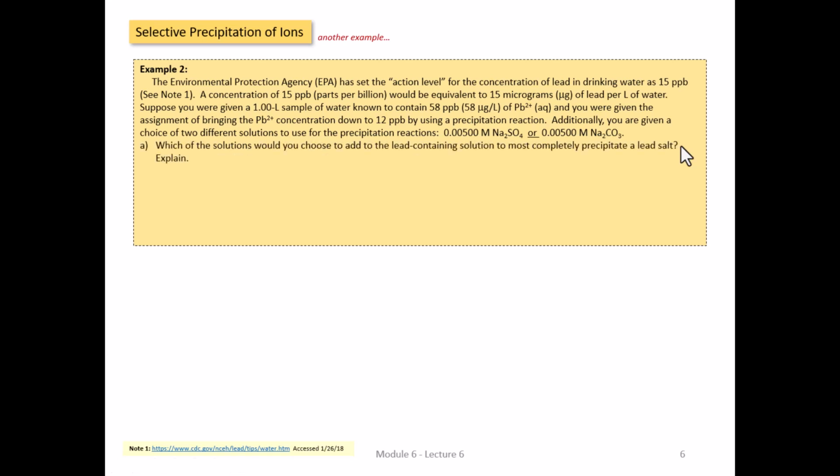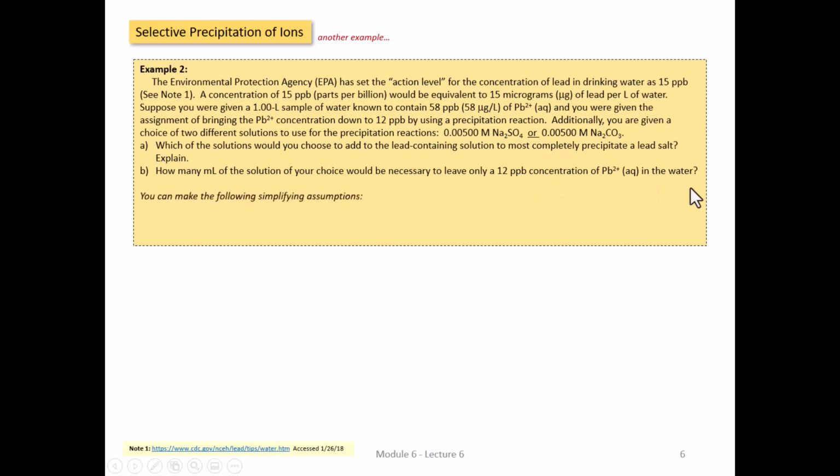So the types of questions you'd want to ask is, which of the solutions would you choose to add to the lead-containing solution to most completely precipitate a lead salt, and explain why you would choose one of those. And then how many milliliters of the solution that you choose, either the sodium sulfate or the sodium carbonate solution, would be necessary to leave only 12 parts per billion concentration of lead ion in the water. Oddly enough, here we're not going for zero concentration. We have a target concentration of 12 parts per billion.